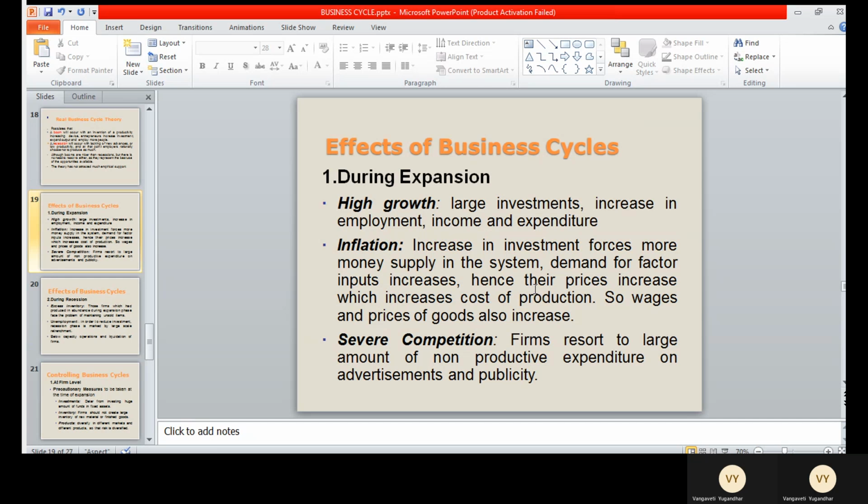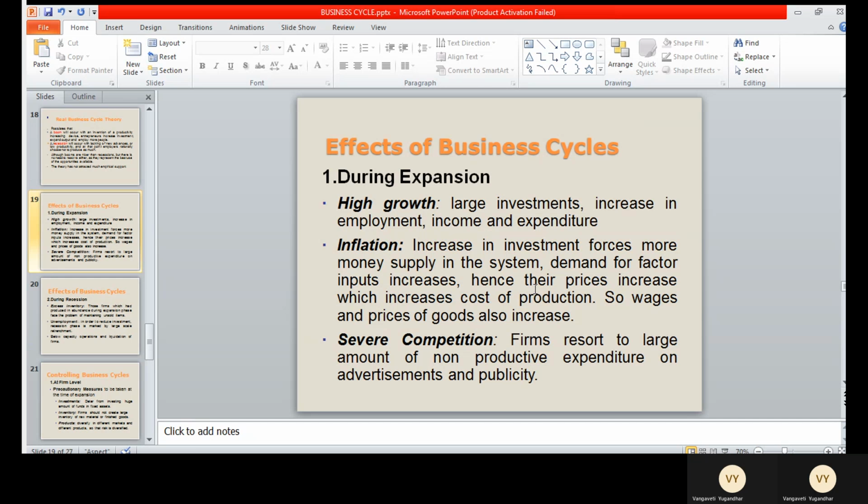And the next effect during expansion is inflation, as we discussed in the previous sessions, the rate of rise in prices. Increase in investment forces more money supply into the system. Demand for factor inputs like labor rises. Already we discussed the four factors: land, labor, capital, organization. Hence their prices increase, which increases the cost of production. That is the second effect during expansion.